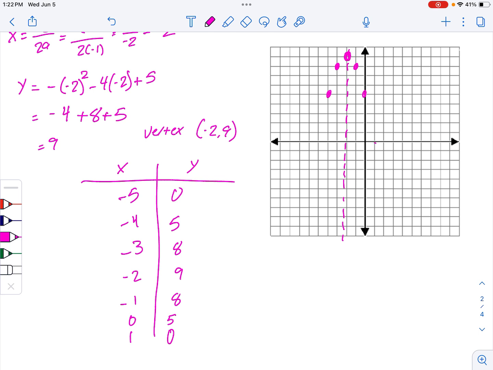And so we have this point and this point. So if we are solving this by graphing, where are we crossing the x-axis? Well, we're crossing the x-axis here and here. So our solutions are x equals 1 and x equals negative 5.